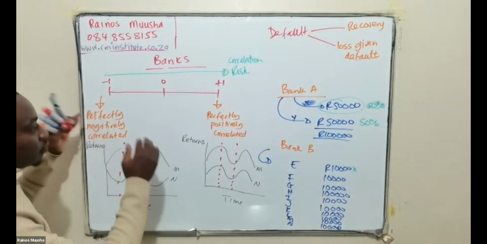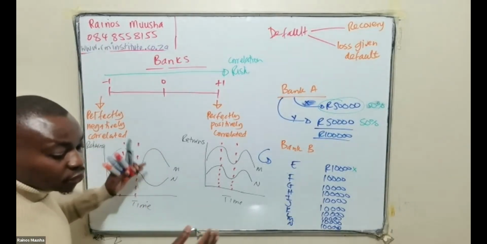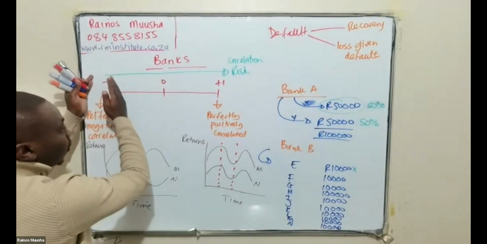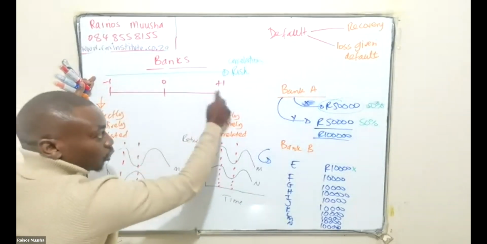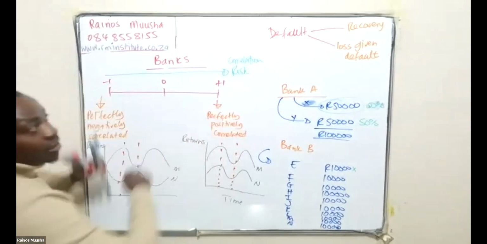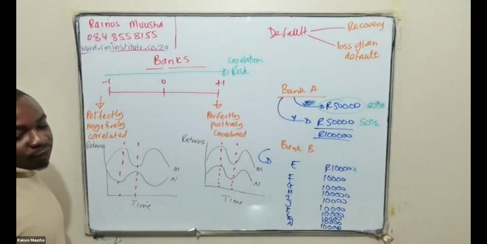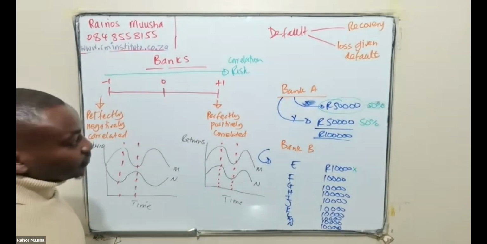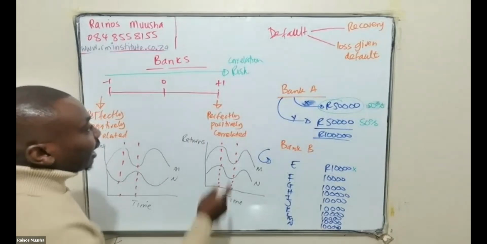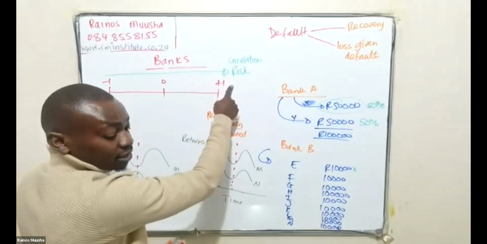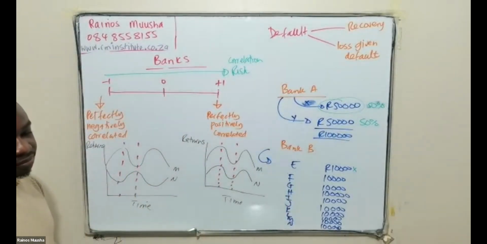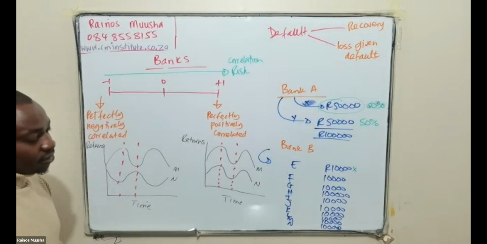So what you need to take note of is that when you look at two securities, the closer the correlation coefficient is to +1, the higher the correlation risk as well. Are we on the same page? So you need to check the correlation coefficient between the two investments of the bank. If it is closer to +1, the higher the correlation risk. Are we on the same page? Any questions? Anyone lost?